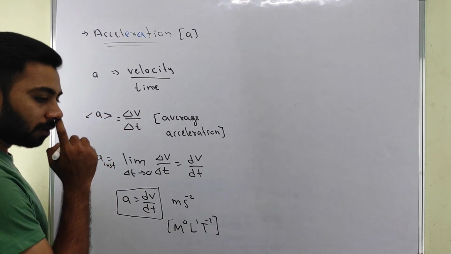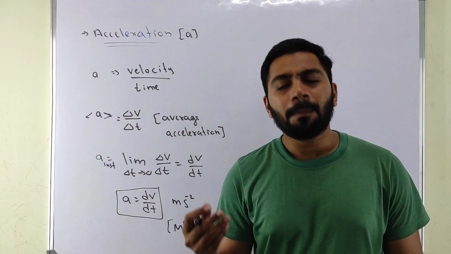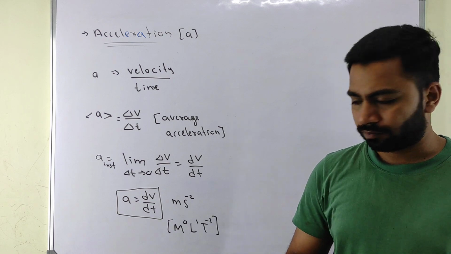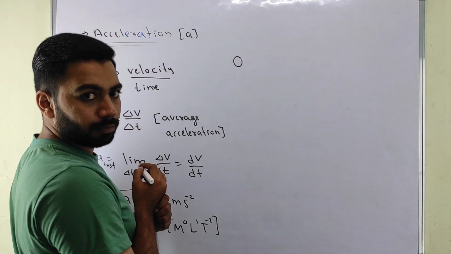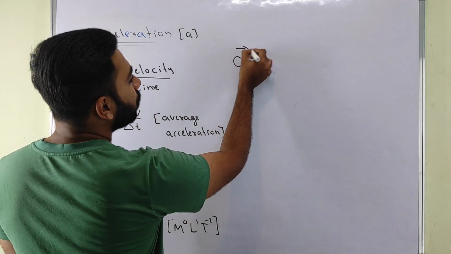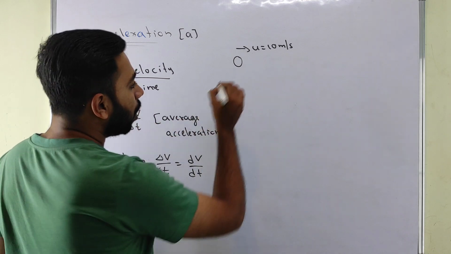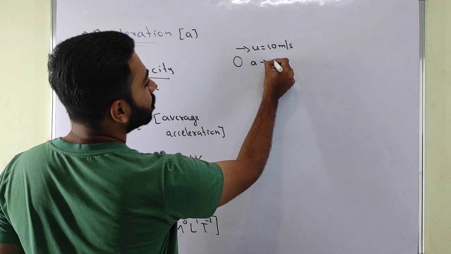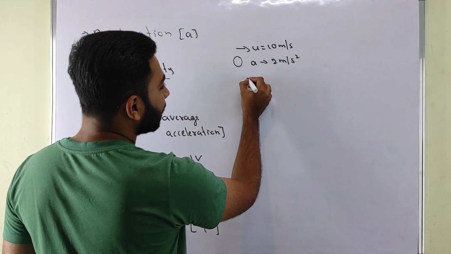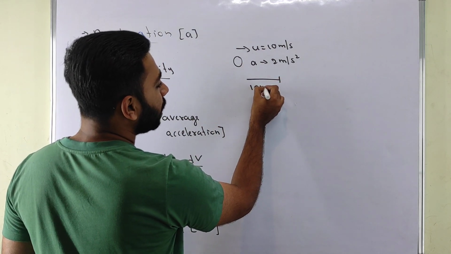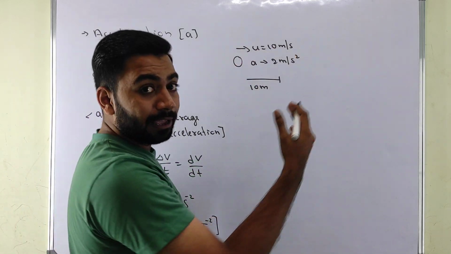Now we know this, sir; in 10th standard also we studied it. But just tell me, what do you mean by acceleration? If one body is moving with velocity 10 meter per second, and now you give this body an acceleration of 2 meter per second squared, in the first second it moved 10 meters only. But in the next second, it moved more.